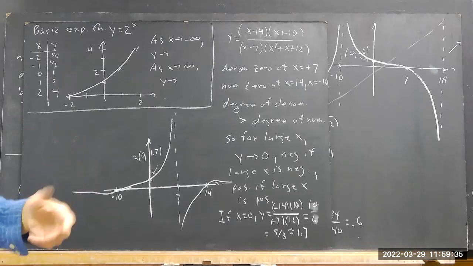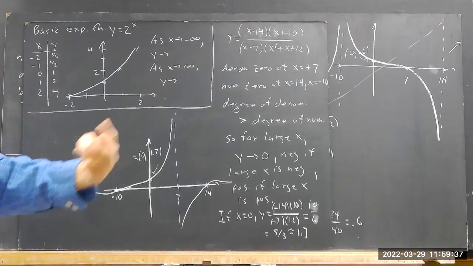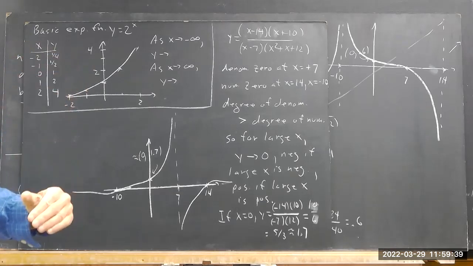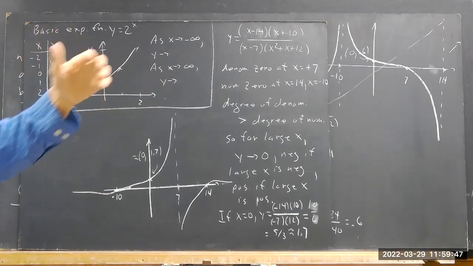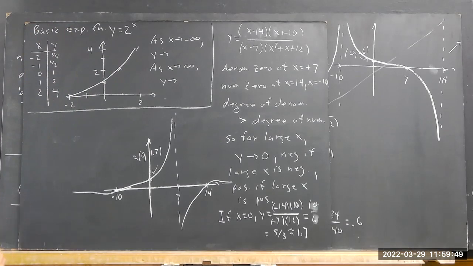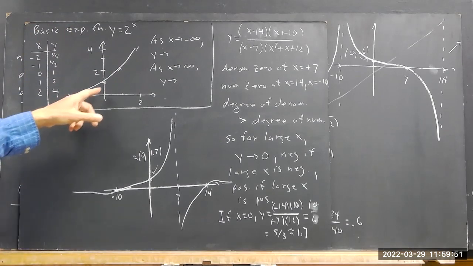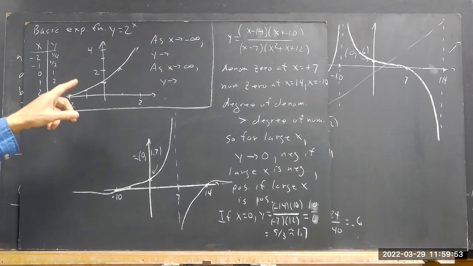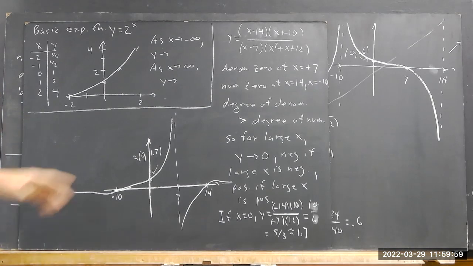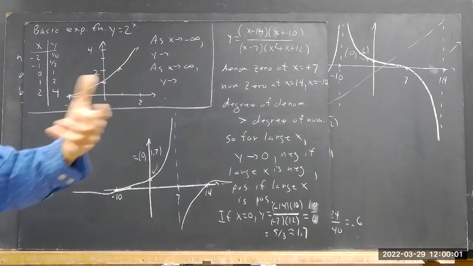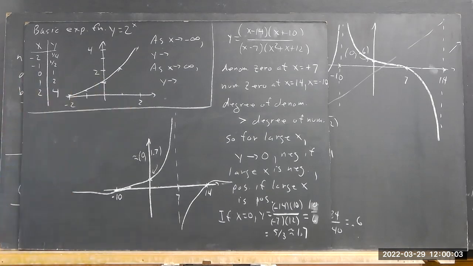And 2 to the third would be 2 times 2 times 2. That's 8. So it's 1/8. If x goes to -4, it's going to be 2 to the -4th, 1 over 2 to the 4th. 2 to the 4th is 16, 1 over 16. So your values go like 1, 1/2, 1/4, 1/8, 1/16, 1/32, 1/64. By the time you get out to -10, it's 1 over 1024.